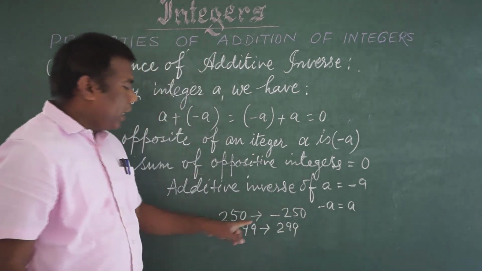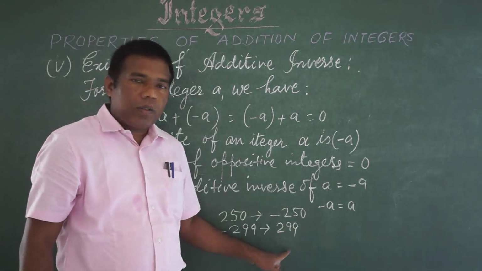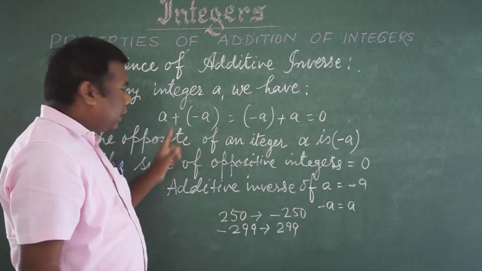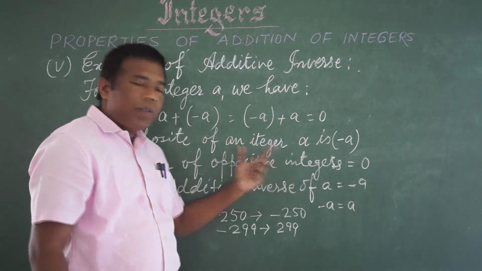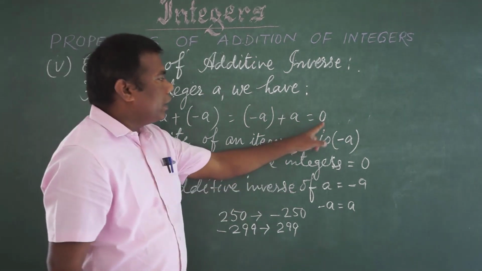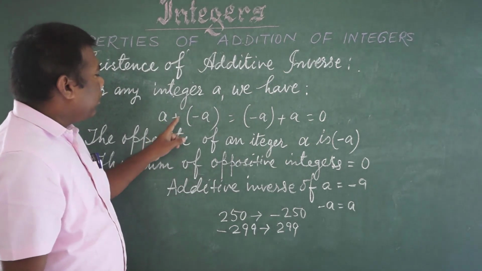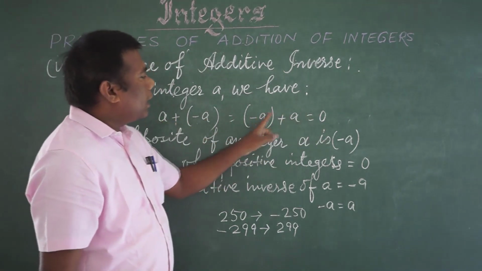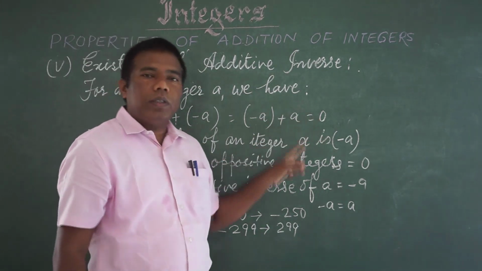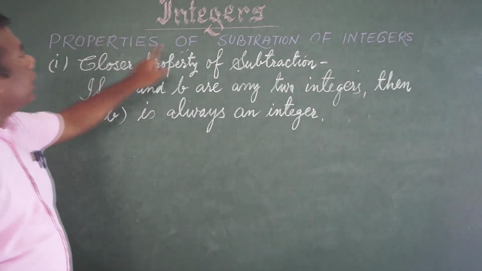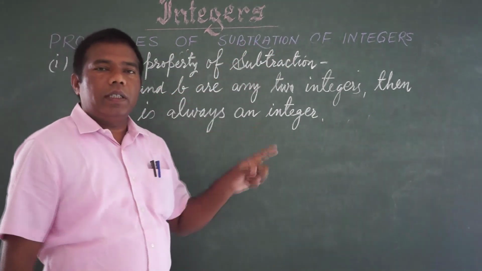So in this way additive inverse can be found out, and if you add an integer and its additive inverse, you will get 0, as a plus minus a is equal to 0, or minus a plus a is equal to 0. Now we will see properties of subtraction of integers.